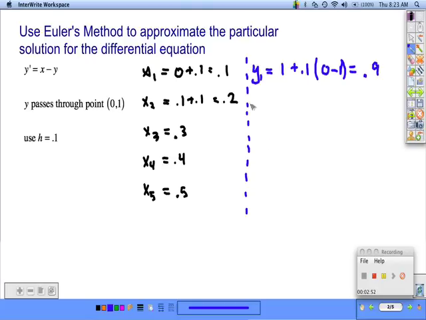For y2, we take the previous y value, this is where the iteration is happening, plus the step size, times the function evaluated at the previous point. So our x minus y is going to be 0.1 minus 0.9. And we crunch these numbers, we get 0.82.